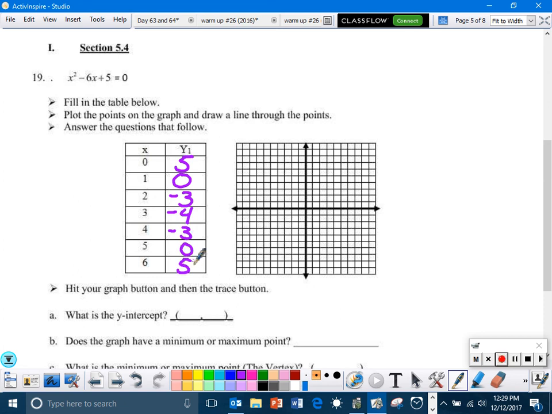Okay, now we're going to graph it. So over 0 up 5. Over 1 up 0. Over 2 down 3. Over 3 down 4. Again, if I'm going way too fast, you just have to pause. Okay, 4, negative 3. 5, 0. Whoops. Fix that. 5, 0. And 6, 5. Don't forget to draw the line through the dots. If you forget to do that on the test, I will take a point away.